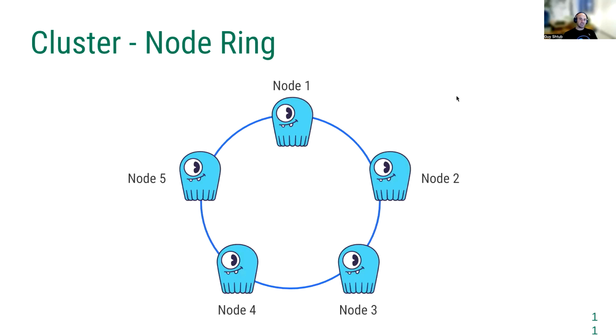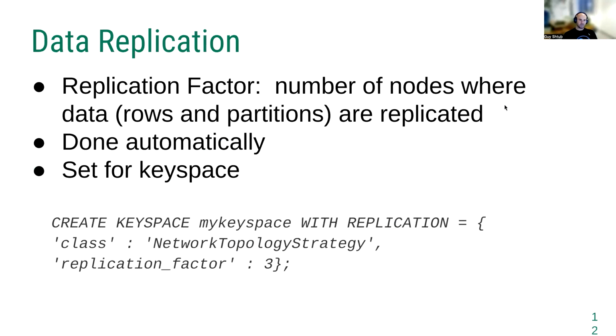Okay, so in this example, we see a 5-node cluster. We have 5 machines, and these machines are located in different places, and they're all working together to serve requests, okay? I mentioned high availability. So in ScyllaDB, data is replicated, and that means that the database holds multiple copies of each data, okay?